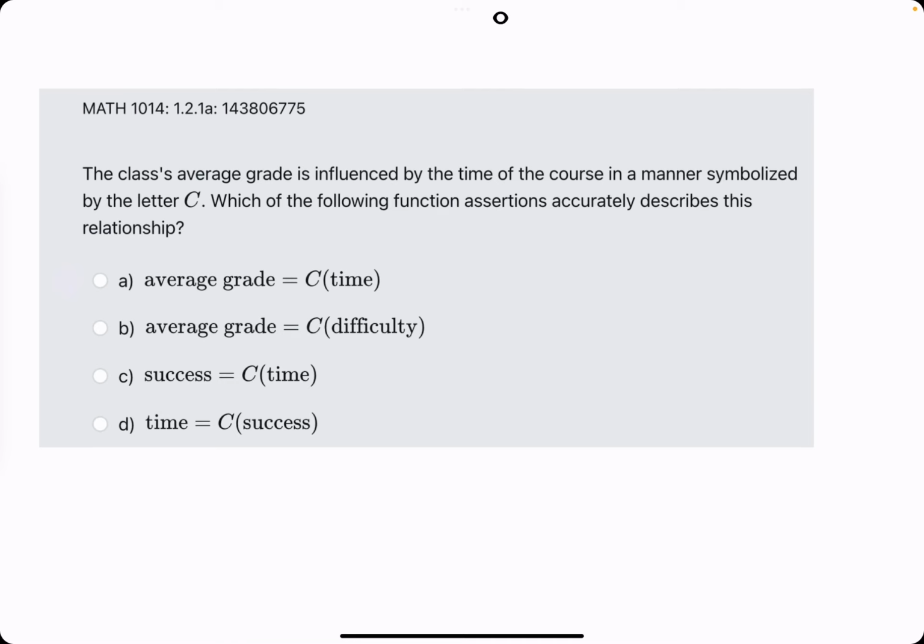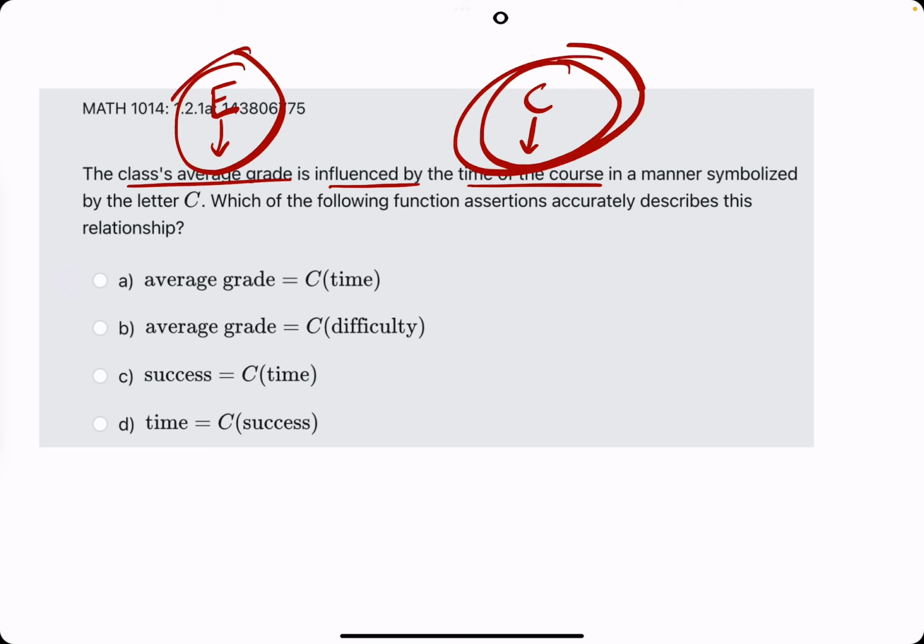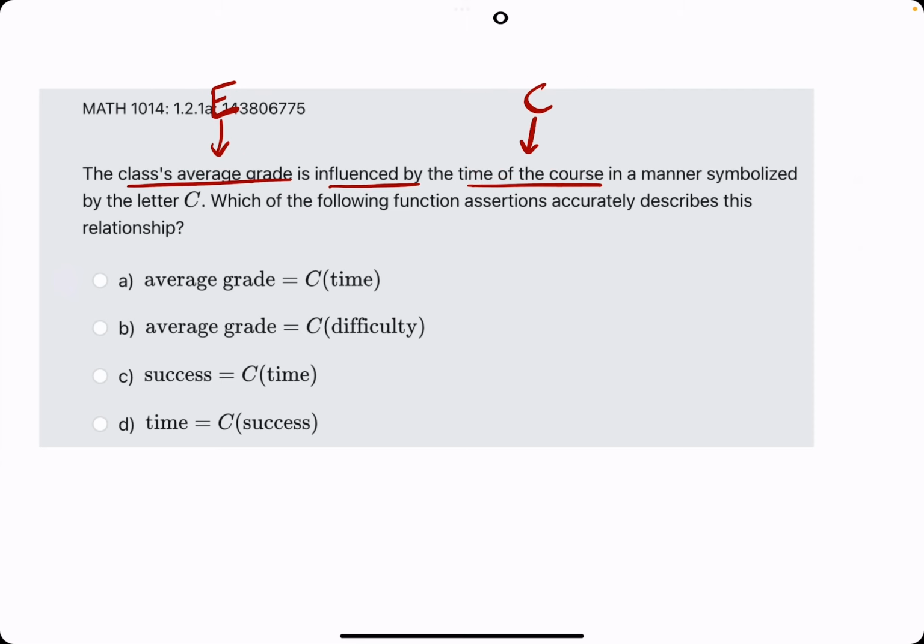In this one, they say the class's average grade is influenced by the time of the course, right? So class's average grade, that's one variable. Time of the course is the other. They say average grade is influenced by the time of the course. So very similar to the last one. The time of the course must be the cause, because it's the class's average grade that's influenced by that time of the course. So this class's average grade would naturally be the effect. So it's like input, output, cause, effect. It's all synonymous. I hope that makes some sense.